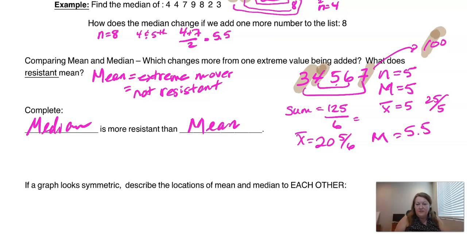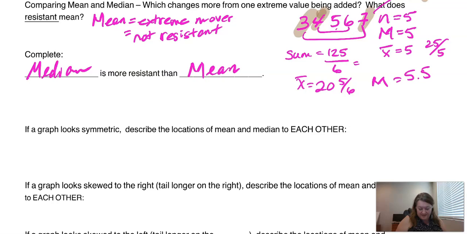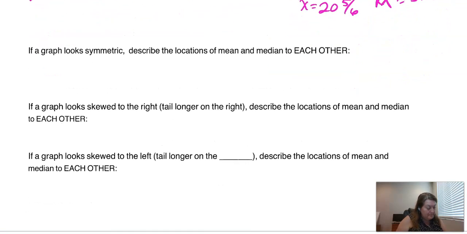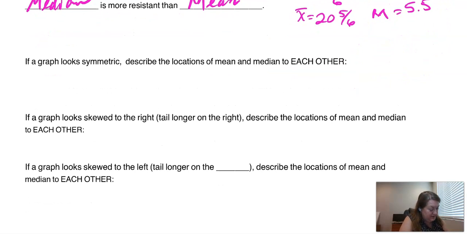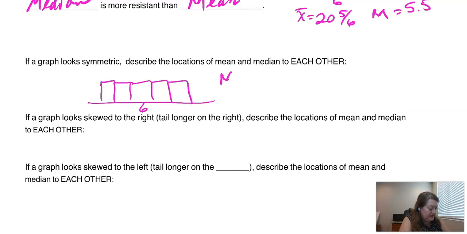If a graph looks symmetric, then we're going to describe the mean and median relative to each other like this. Let's go take a look. If it was symmetric, so let's say I had a graph that was all uniform, every single bar in it was uniform, and let's say that this was a 6, right? Well, then the median would equal the mean, and they'd both be 6. They'd be exactly the same thing.